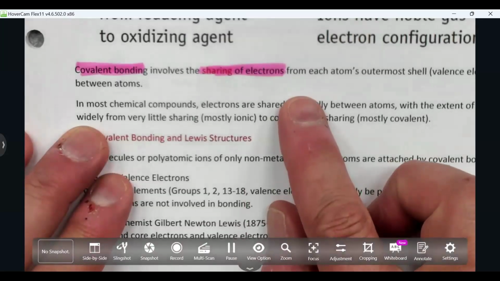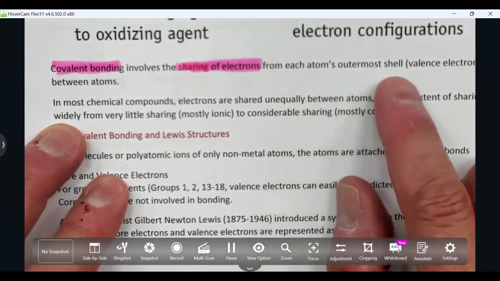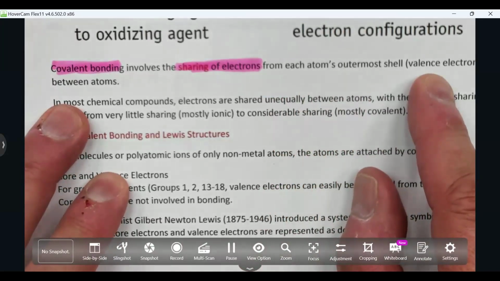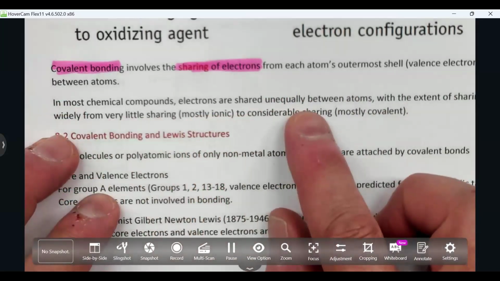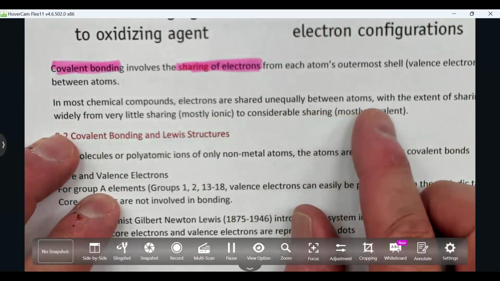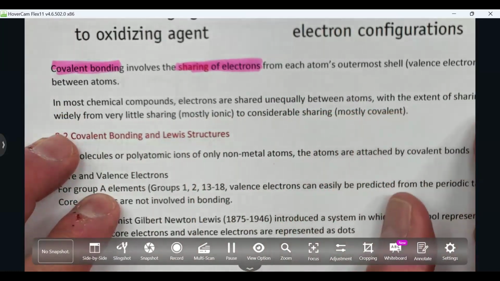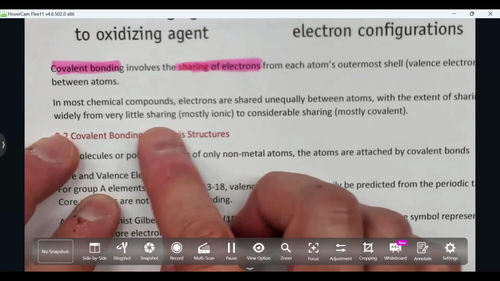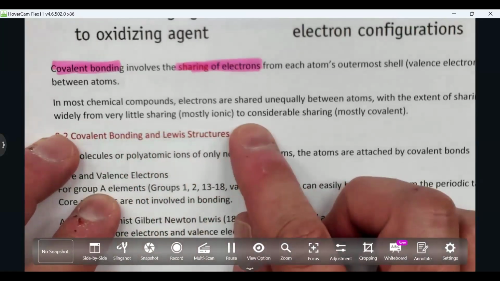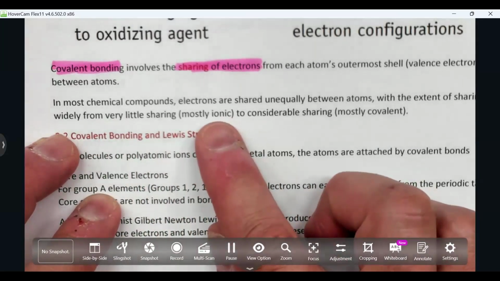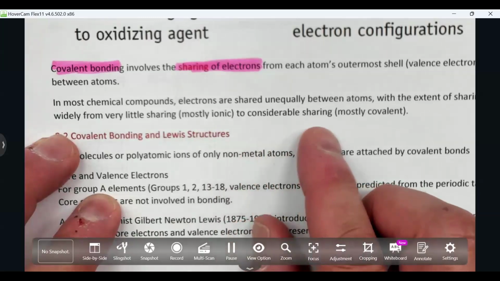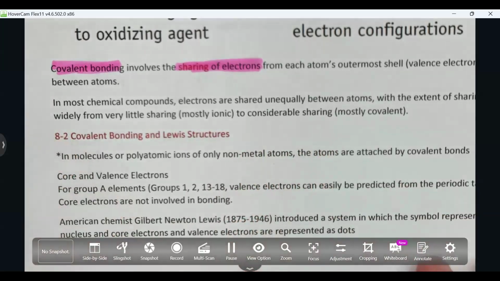And what are those electrons we're talking about? Outermost valence electrons. In most chemical compounds, electrons are shared unequally between atoms, with the extent of sharing varying widely from very little sharing, mostly ionic. Excuse me, that should be mostly covalent. No, little sharing. I'm sorry, that's right. Mostly ionic to considerable sharing, mostly covalent. That is correct.